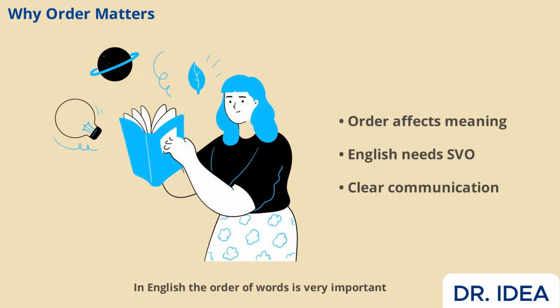In English, the order of words is very important. If you change the order, the meaning can be lost or become confusing. That's why it's important to always use the SVO structure. This is different from some other languages where the order can change. By following SVO, your English will be clear and easy to understand.